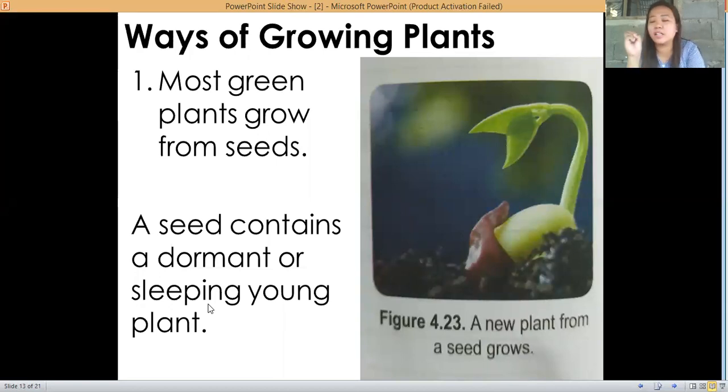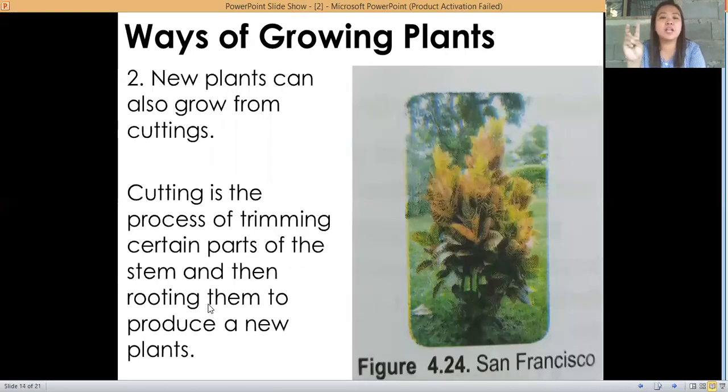When there's a seed, it will grow. Just put it in the good soil and then it will just grow, okay? A seed contains a dormant or sleeping young plant. Okay, number 2, we can grow plants by cutting.